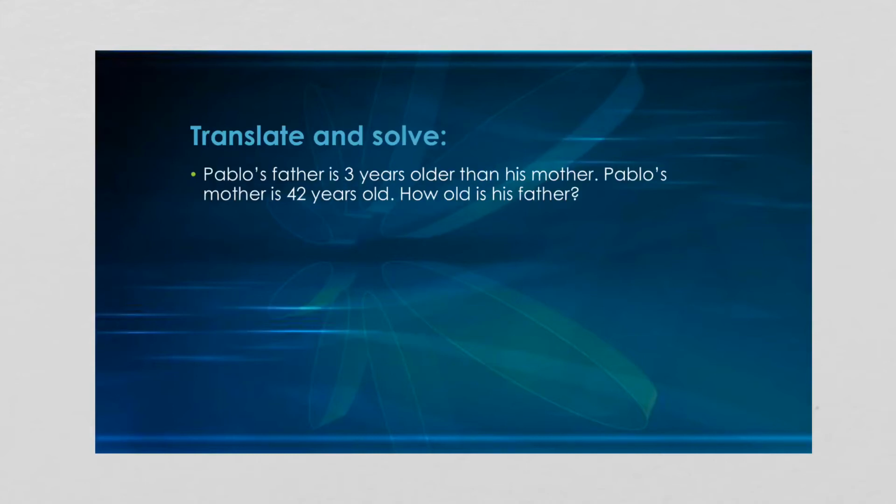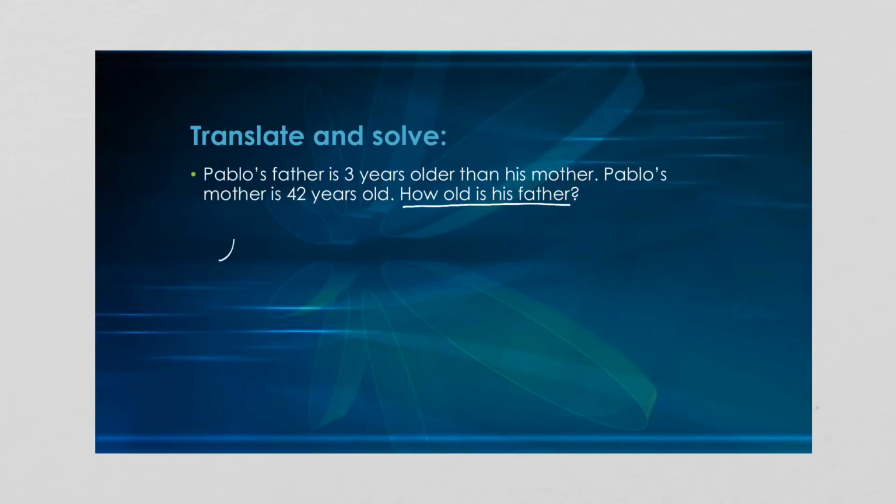Alright, so in this one we are translating and solving again. Pablo's father is 3 years older than his mother. Pablo's mother is 42 years old. How old is his father? Sometimes it helps to underline what the question is asking. How old is his father?